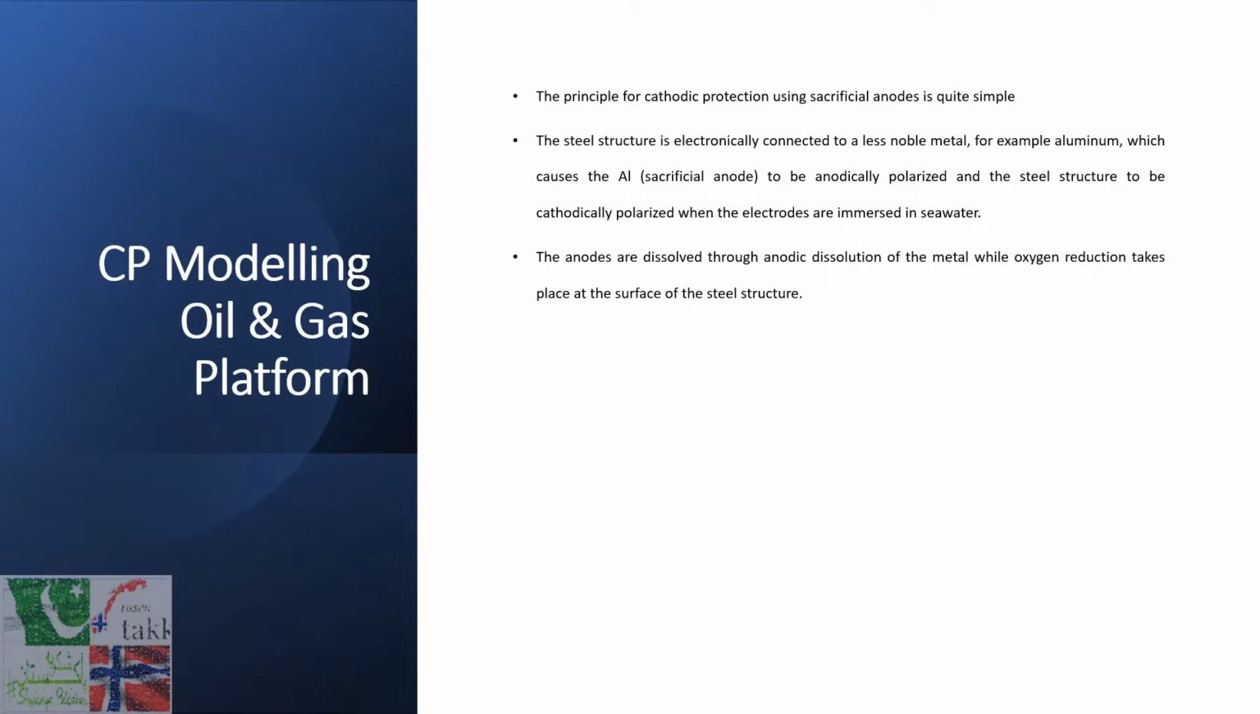The principle of cathodic protection using sacrificial anode is quite simple. The steel structure is electronically connected to a less noble metal, for example aluminum, which causes the aluminum, also known as sacrificial anode, to be anodically polarized and the steel structure to be cathodically polarized when the electrodes are immersed in seawater. The anodes are then dissolved through anodic dissolution of the metal, while oxygen reduction takes place at the surface of the steel structure.